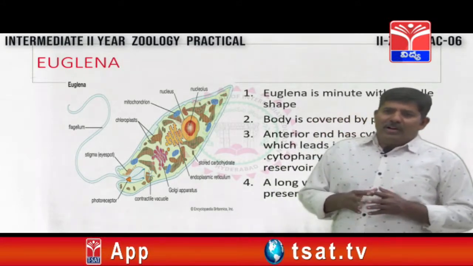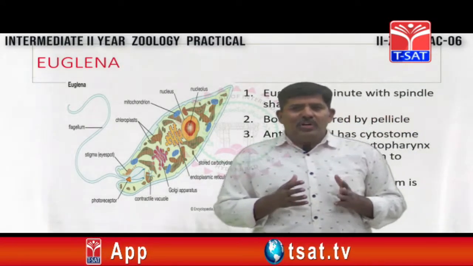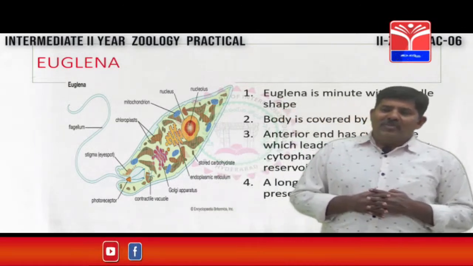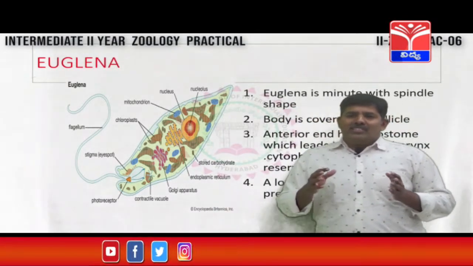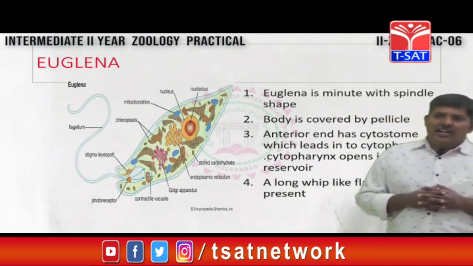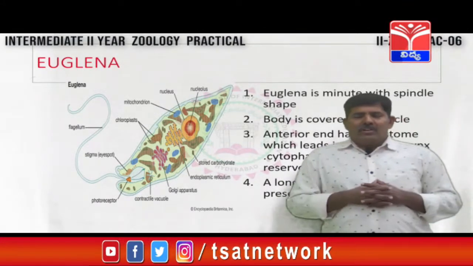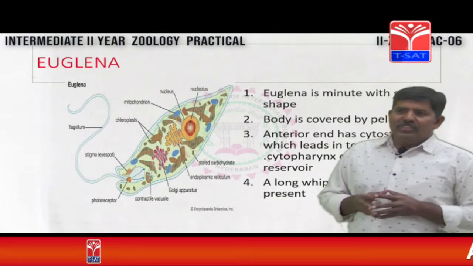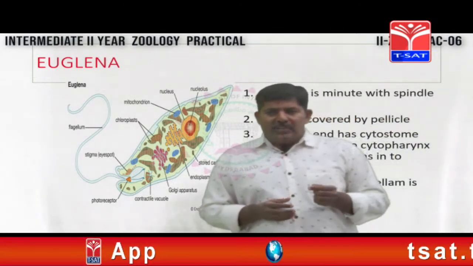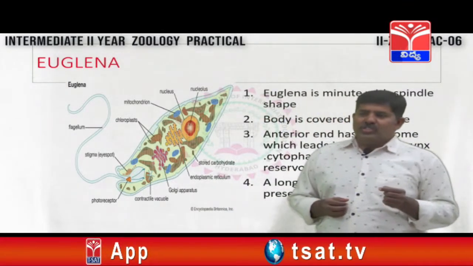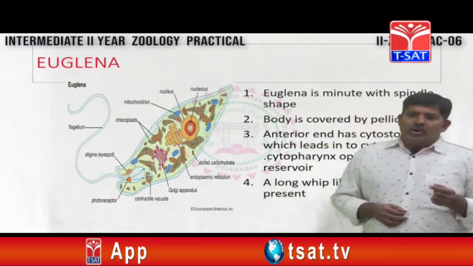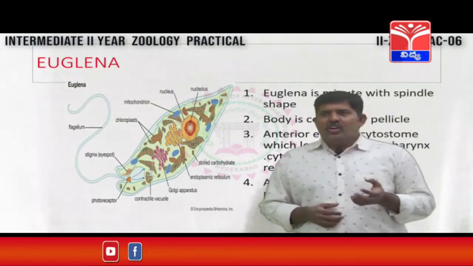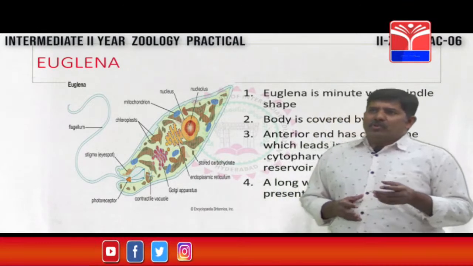The locomotory organ of Euglena is the flagellum. At the central point is the nucleus, and around the nucleus there are photoreceptors. These photoreceptors are useful for the autotrophic food preparation of Euglena. So this is about Euglena.